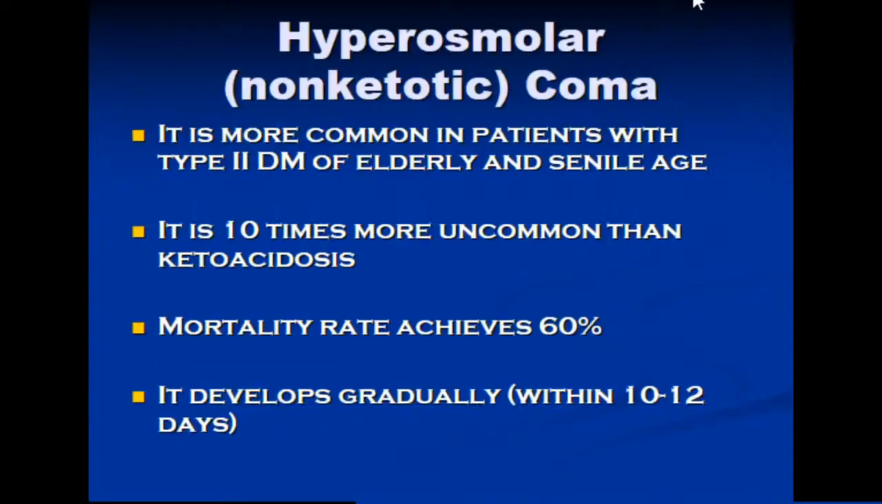The next: hypoosmolar non-ketotic coma. It is more common in patients with diabetes mellitus type 2 of elderly and senile age. It is 10 times less common than ketoacidosis. Mortality rate exceeds 60%. It develops gradually within 10 to 12 days.